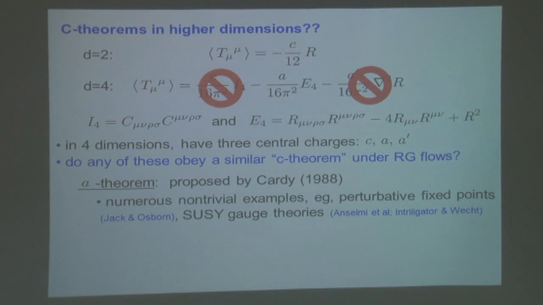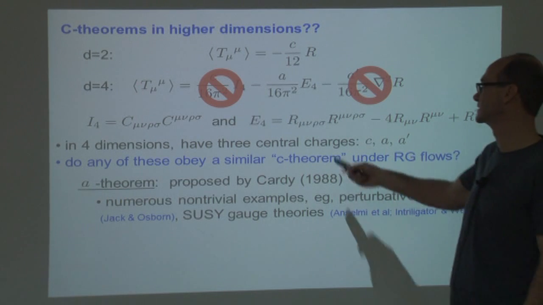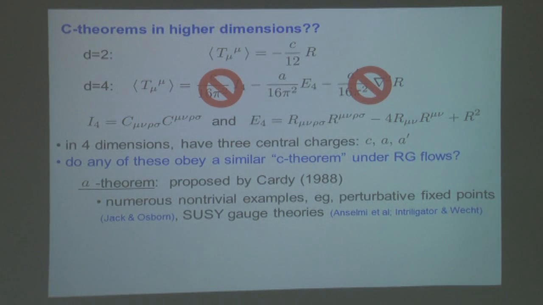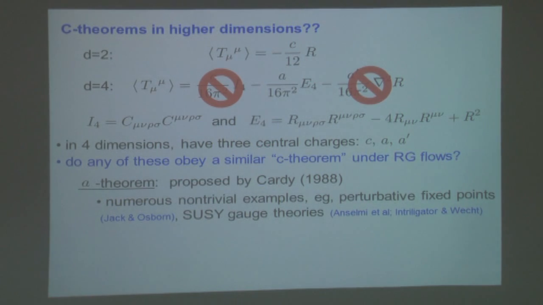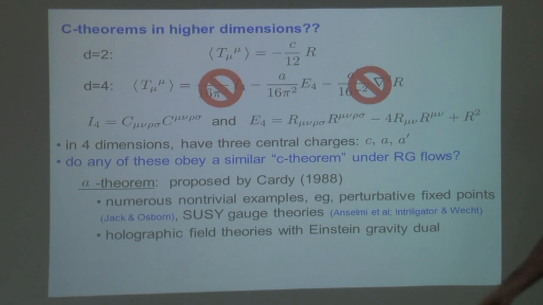And it was actually Cardy who got in first and suggested that that should be the central charge that satisfies, well, an A-theorem. And so over the years, there were lots of non-trivial examples where one saw that A was always larger in the UV than at the IR. There was even some work in holography, or using the AdS/CFT, showing that that property held. And I'll come back to that in a moment.